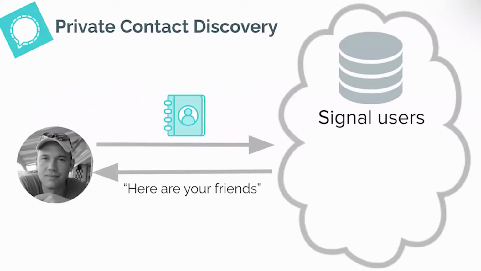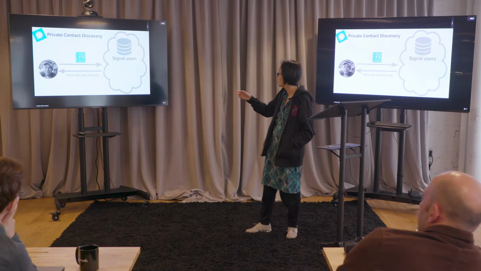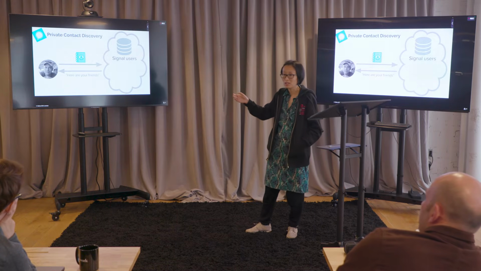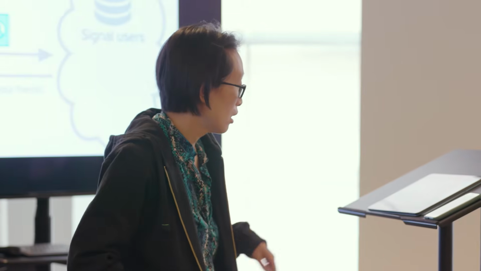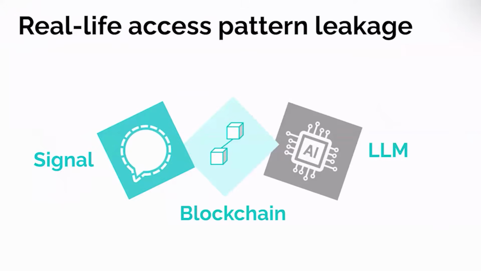And I'll start with Signal's application. So Signal is running private contact discovery. And what happens is, let's say Tim wants to join Signal, and he wants to discover his friends on Signal. So he's going to send his address book to Signal, and Signal will return the entries corresponding to his friends. There's various application domains where this happens.